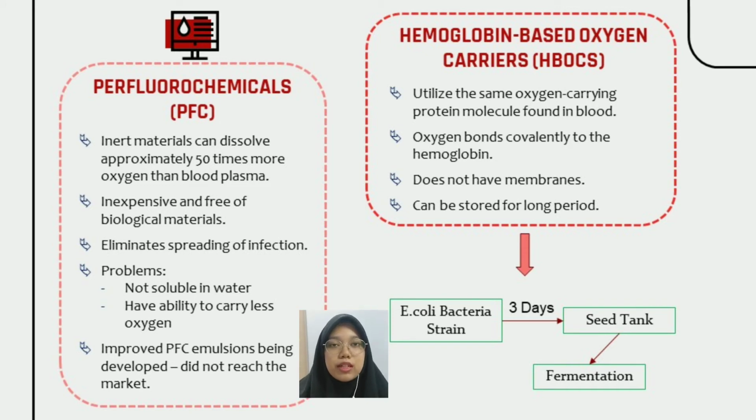Next, PFC. PFCs are biologically inert materials that can dissolve 50 times more oxygen than blood plasma, and they are also inexpensive to produce and free of biochemical materials. So, this eliminates the possibility of spreading infectious disease via blood transfusion. The problems with PFC are that it is not soluble in water and it has the ability to carry less oxygen than hemoglobin-based products. So this means that more PFC must be used. Improved PFC emulsions are being developed, but they have yet to reach the market.